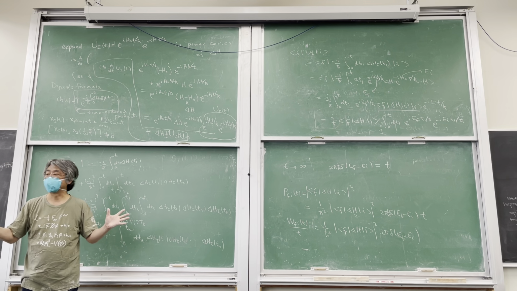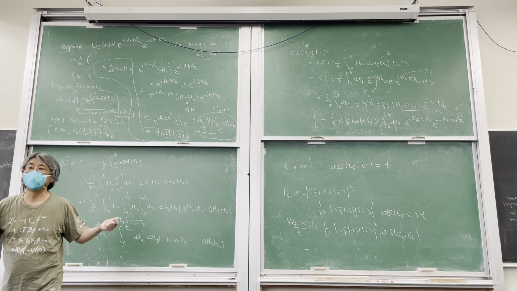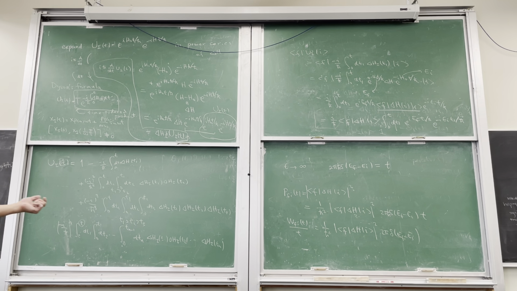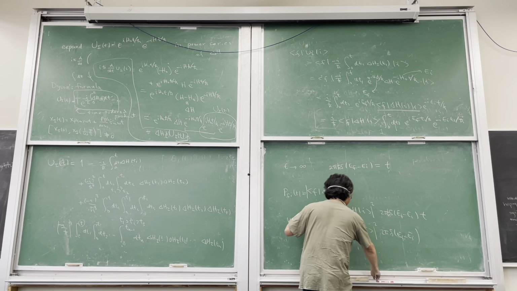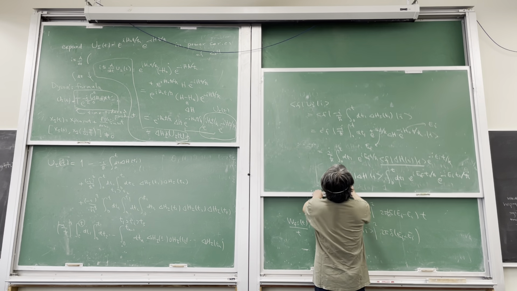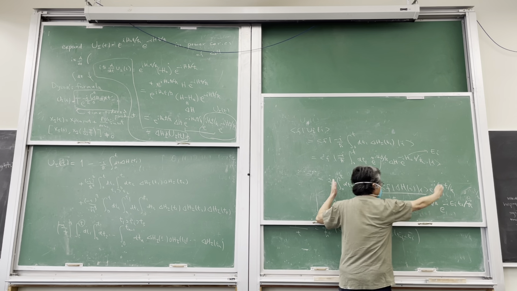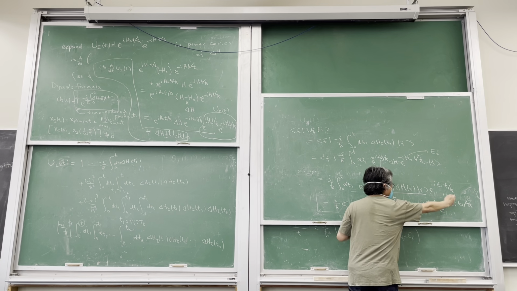Any questions? Yes? I get that as t tends to infinity, the integral grows as t. But how do you replace one of them with t and one of them with the delta? Yeah, so the idea is that when you compute the probability, you always square the amplitude. So I have this integral twice.